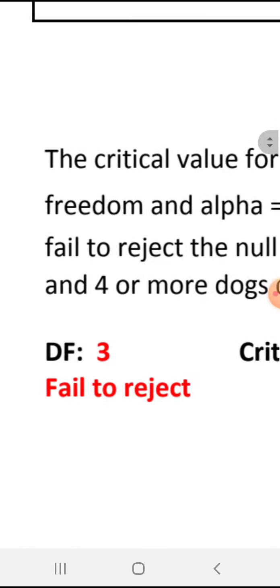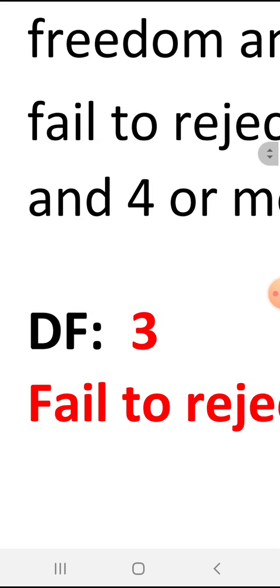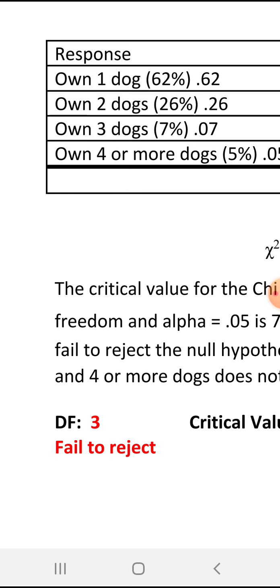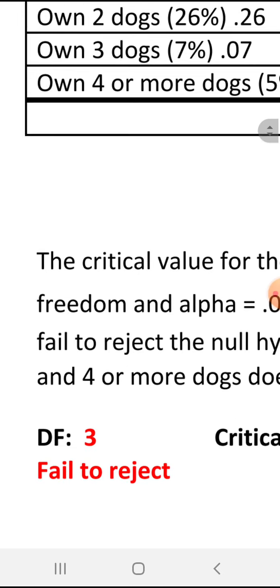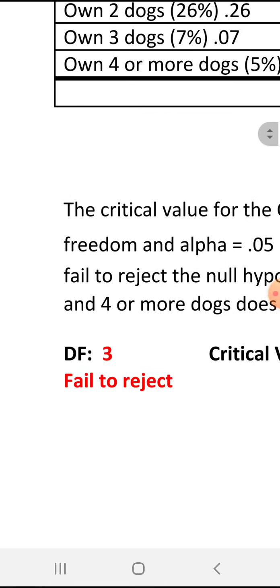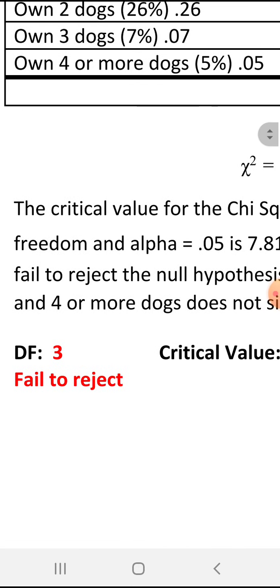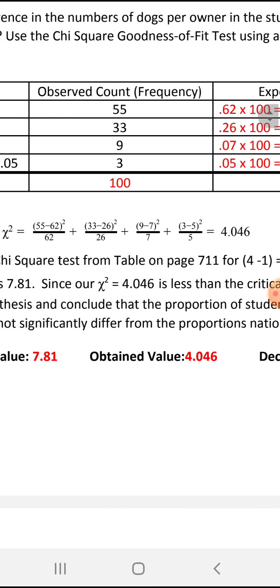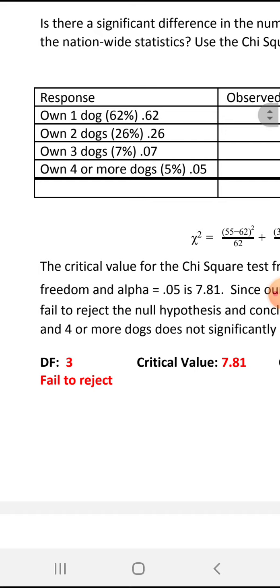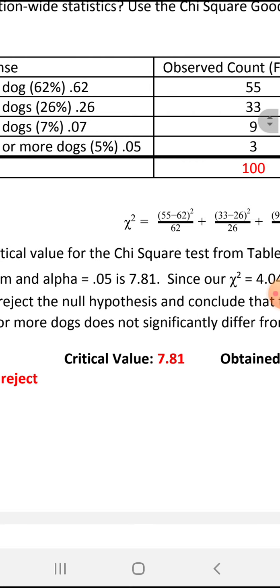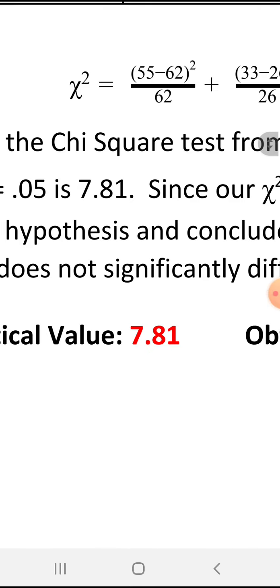The next thing you want to get is the degrees of freedom. Well, there are four categories here: one dog, two dogs, three dogs, four or more dogs. So degrees of freedom is n minus 1. So n, the number of categories, minus 1 is 3. Next step is you want to get the critical value. So if you go to the chi-square table on page 711, you simply go to degrees of freedom of 3 at 0.05, and you will get a critical value of 7.81.